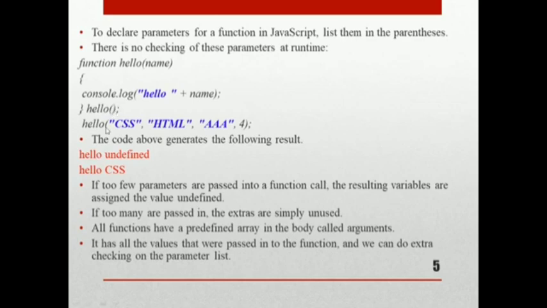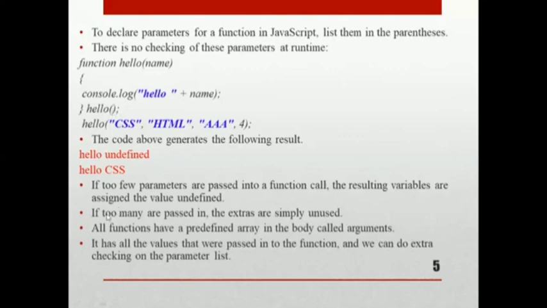Okay, so that's why it will print that hello without parameter means undefined. And the next statement is hello with the parameter, so it will print hello, and it will print only the first parameter. Why? Because you will see here: if too few parameters are passed into a function call, the resulting variables are assigned the value undefined, because there are no parameters here, or too few parameters, that's why it's undefined here.